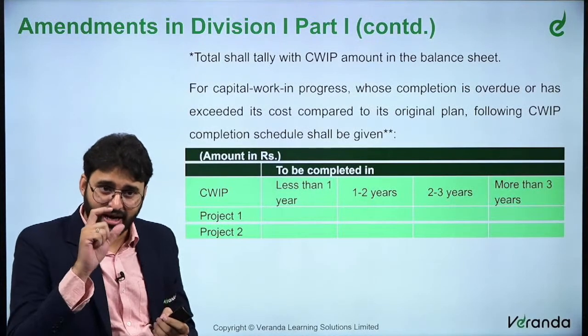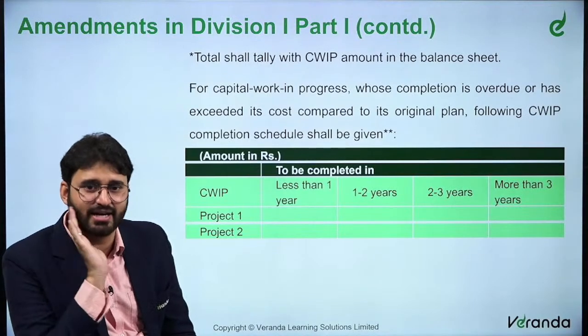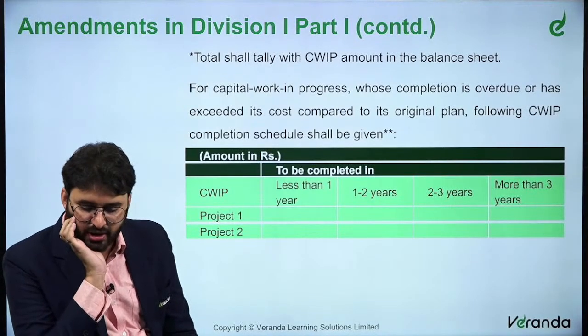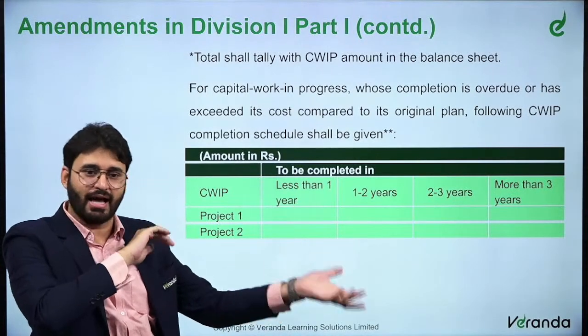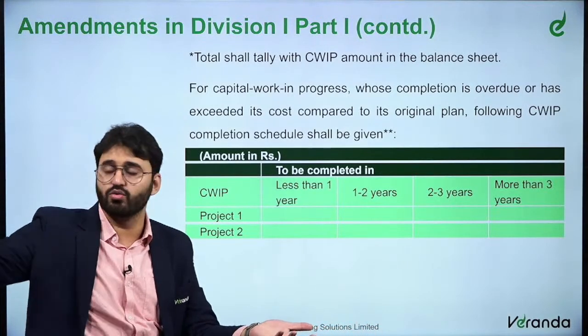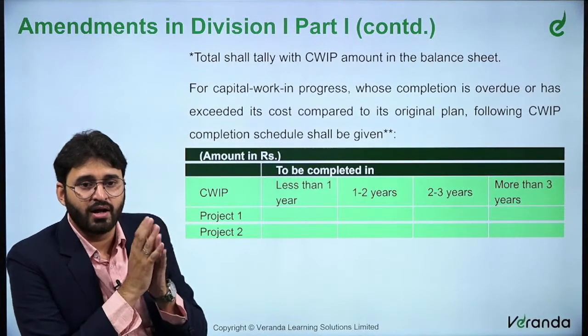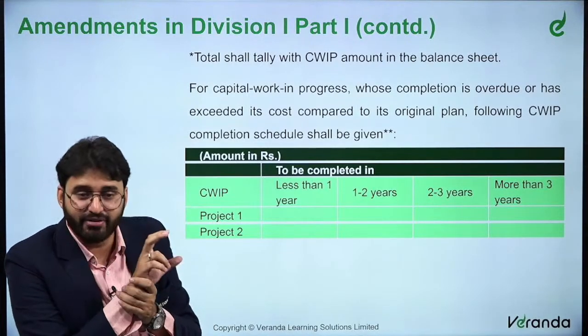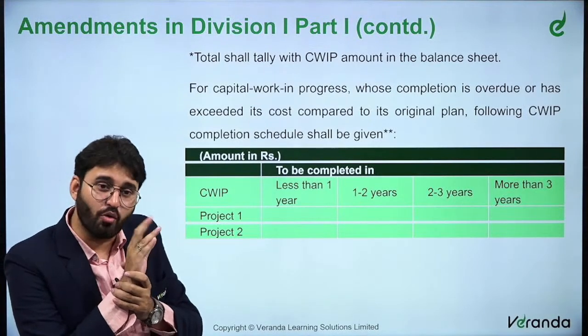Now another disclosure, again on CWIP and intangible assets under development. You will have to give completion. So it's not only the aging. Aging is the historical: I've invested so much and still it is yet to be capitalized. So less than 1 year, 1 to 2 years, 2 to 3 years, more than 3 years. Now there is CWIP whose completion is overdue.